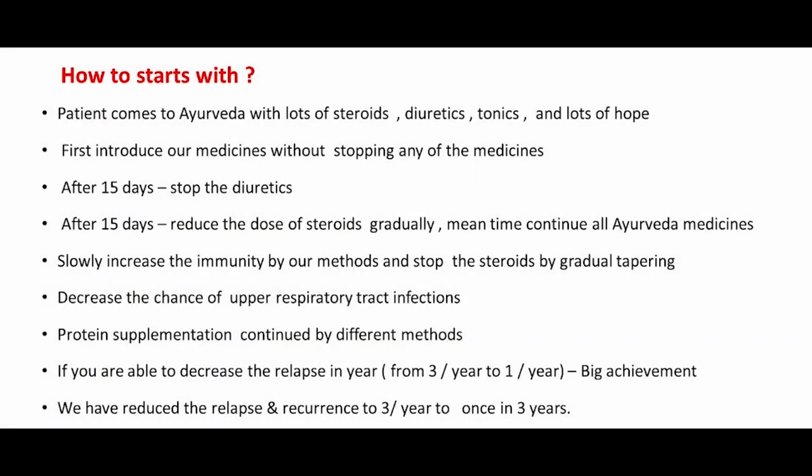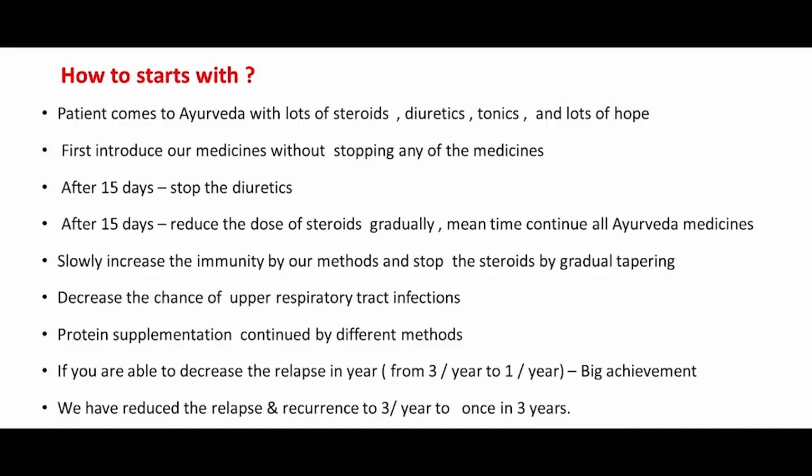Now when a patient comes to Ayurveda, how to start? See, this is how we follow. Patient comes to Ayurveda with a lot of steroids, diuretics, tonics, and lots of hope. So first introduce our medicines without stopping any of the medicines given by the other sciences. After 15 days, first you stop the diuretics. If diuretics are going on, stop the diuretics.